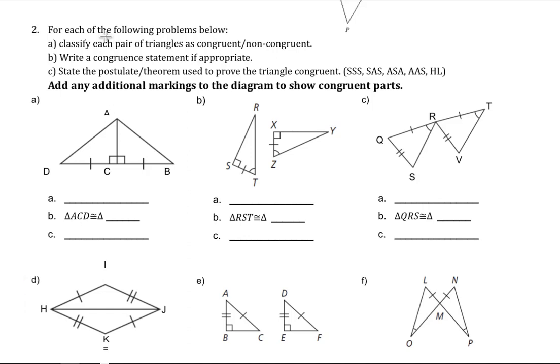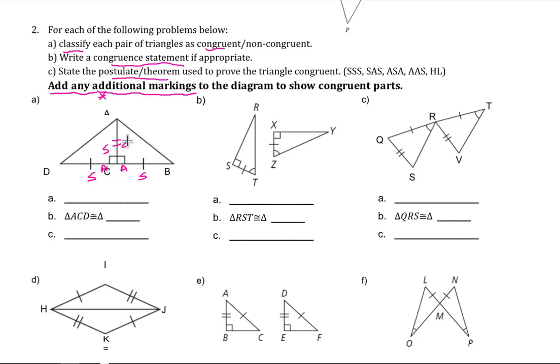For 2A, we want to classify whether we can say that they're congruent, write a congruence statement, and the postulate or theorem. So with this one, we can see the reflexive. We have the altitude congruent, and that sets up a side angle side pattern. So the two triangles are going to be congruent by side angle side.